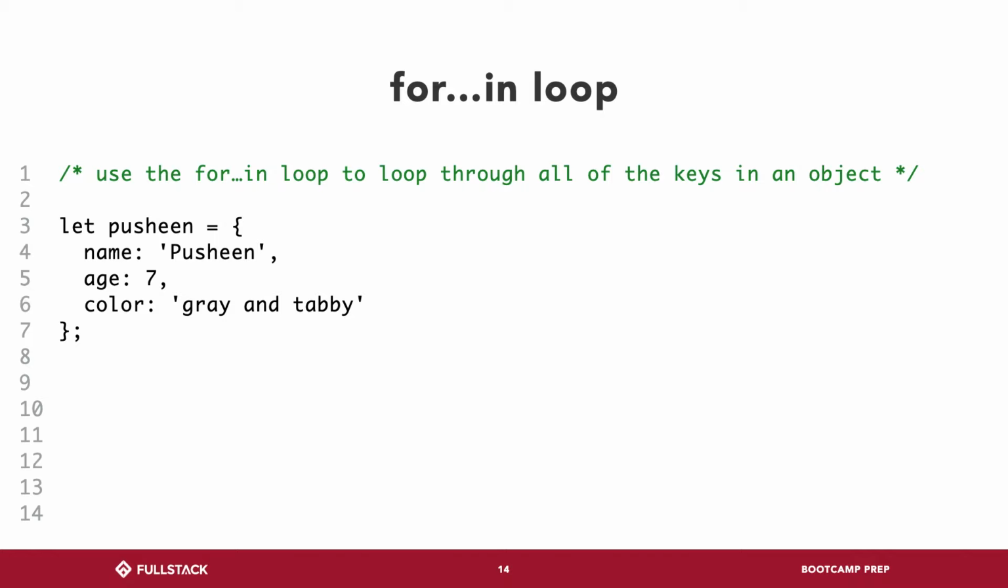It's literally written the same way, except there's no colons, no i, no plus plus. It's going to do it until it hits them all. It's just going to loop through all the keys, and all you do is write for, open parens, let key, just like you're saying let i. This doesn't have to be key, but key is kind of like the i.